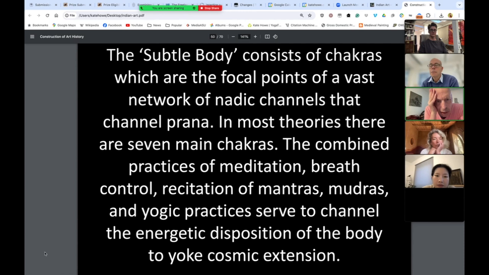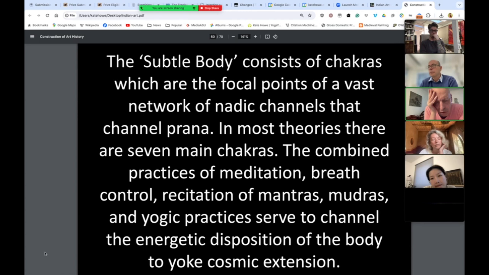Someone read. Shall we have someone new? I can go. The subtle body consists of chakras, which are the focal points of a vast network of nadic channels that channel prana. In most theories, there are seven main chakras. The combined practices of meditation, breath control, recitation of mantras, mudras, and yogic practices serve to channel the energetic disposition of the body to yoke cosmic extension. So the idea is to open up the body to higher energies.